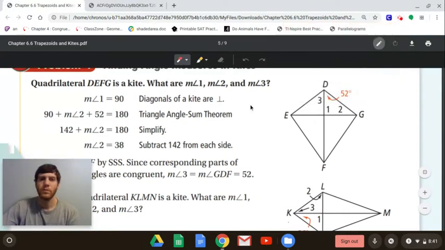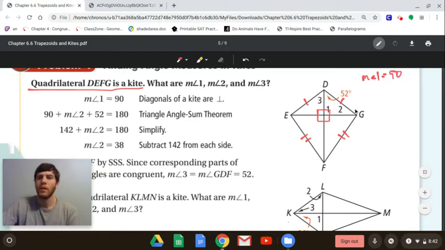Okay, so it tells us that quadrilateral DFG is a kite. So we know that DE and DG are going to be congruent, and then EF is going to be congruent to FG. If we go through our properties, our first one is that the diagonals are perpendicular. So since in a kite the diagonals are perpendicular, you can put 90-degree angles for all these. These are all right angles. So we know that the measure of angle 1 is going to equal 90 degrees.